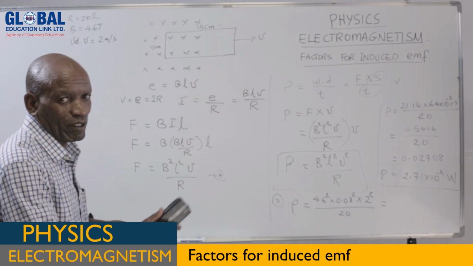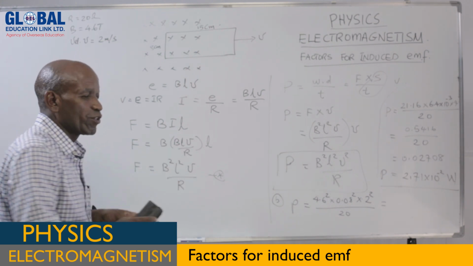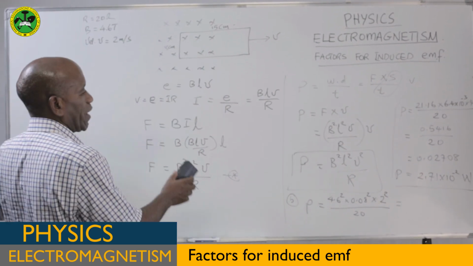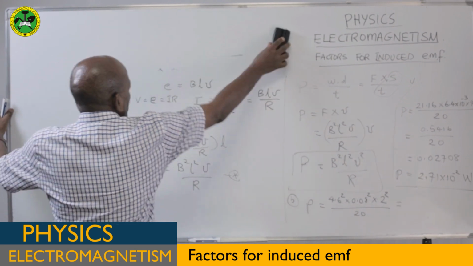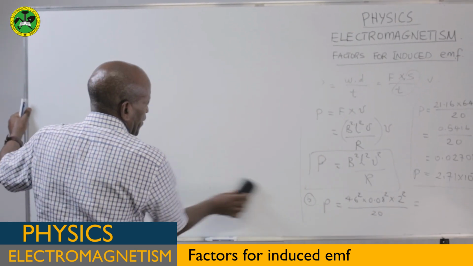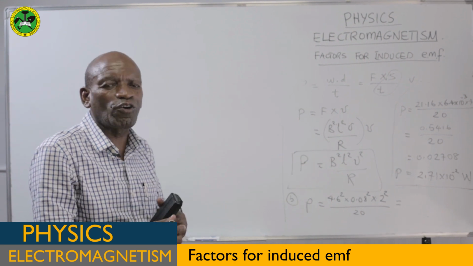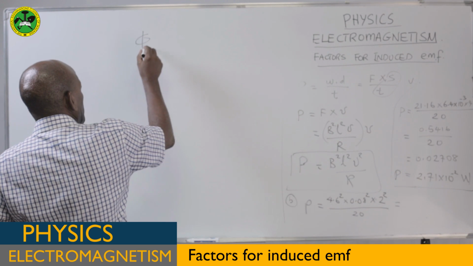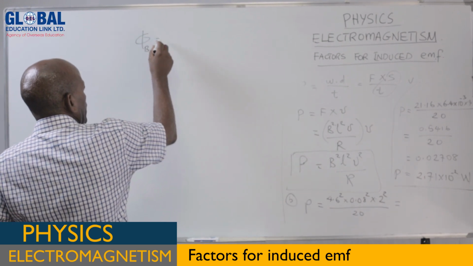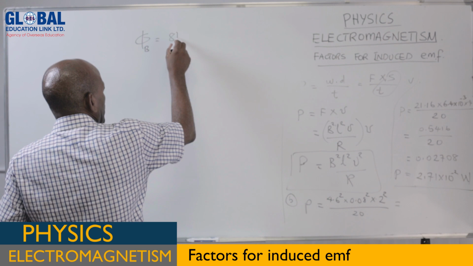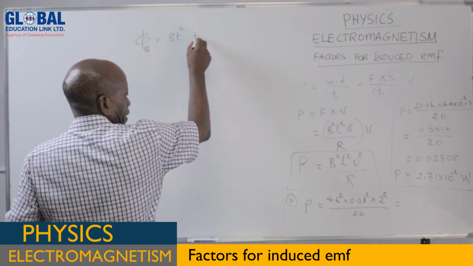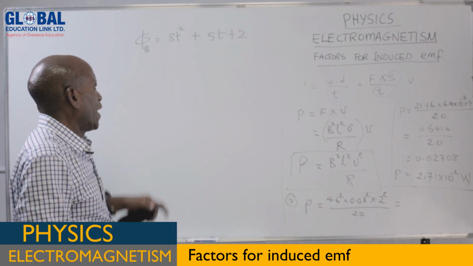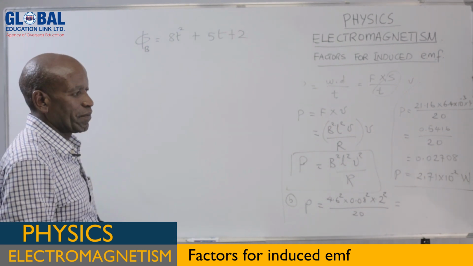So we are having that particular question, and I can give you some hint. With that question, we are given that the magnetic flux across a coil is varying according to this expression: 8t squared plus 5t plus 2, and this is measured in milliwebers.